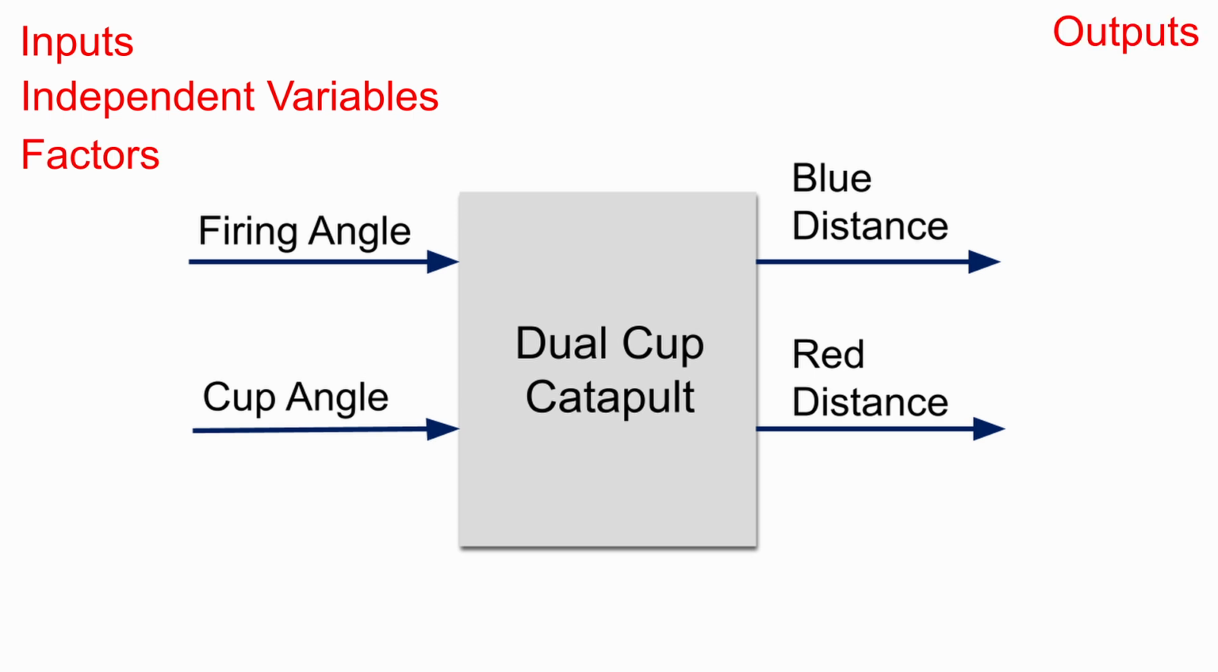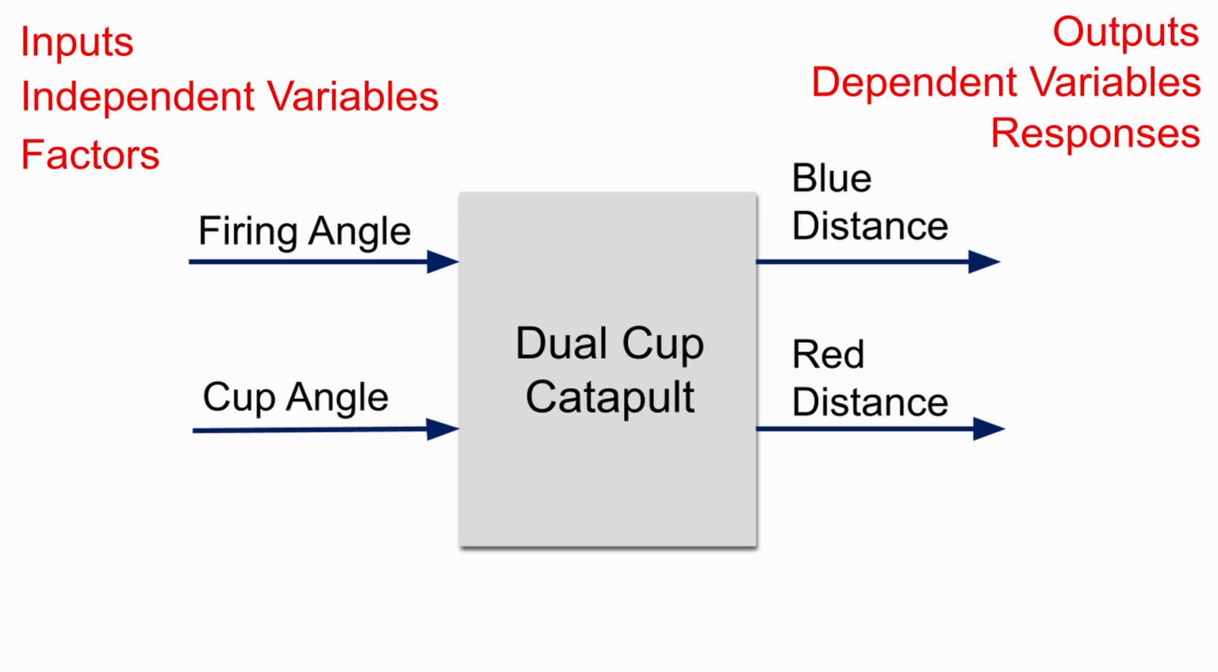The outputs, which are sometimes called the dependent variables, and are also called responses, are going to be the distance that the blue ball goes and the distance that the red ball goes. And our objective is to build a model for how far the blue and red ball will travel as a function of the firing angle and the cup angle.